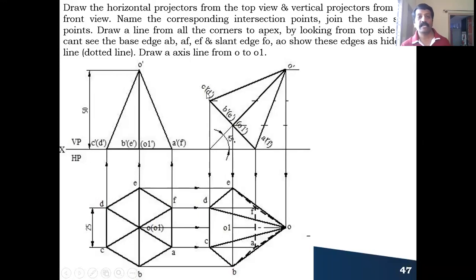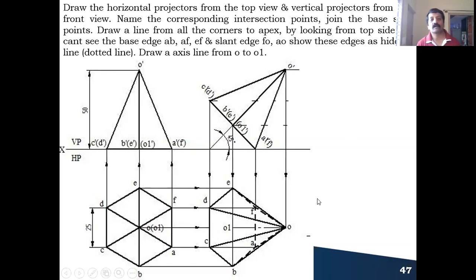D is here, D dash is here, this is D. E is here, E dash is here, this is E. F is here, F dash is here, this is F. Axis base point O1 is here, O1 dash is here, this is O1. Apex point O is here and O dash is here, this is O.